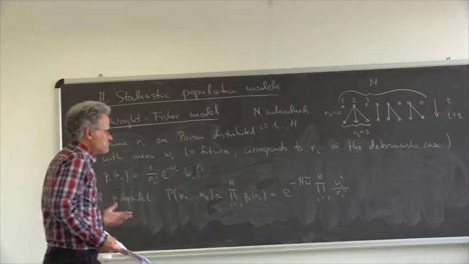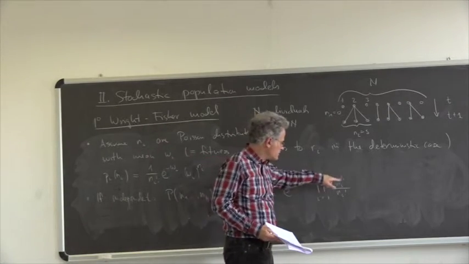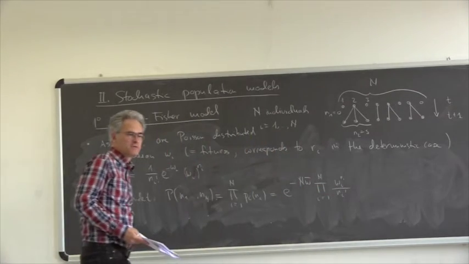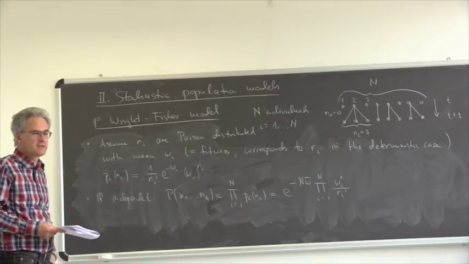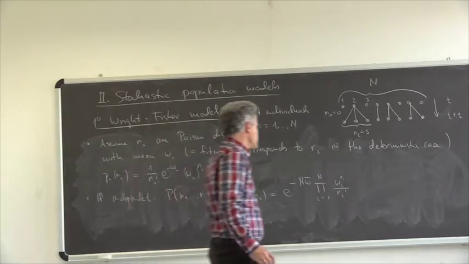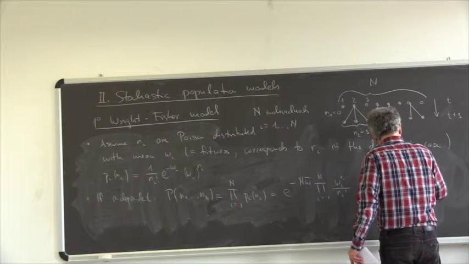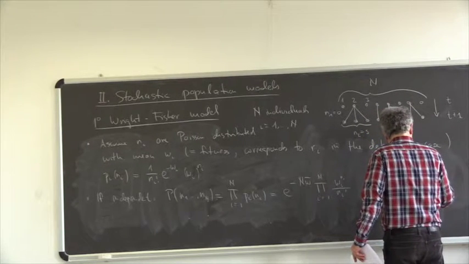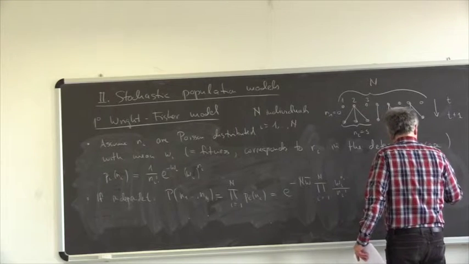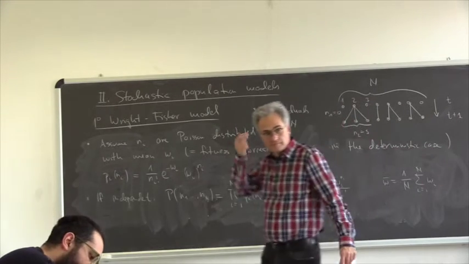Later on we'll consider the case when only two of these W's are the same. But at this point, N is really the number of individuals, and w bar is again the mean fitness, so this is 1 over N times the sum.